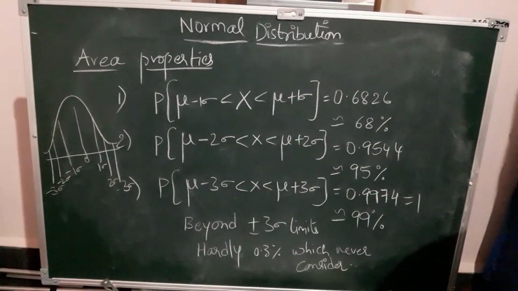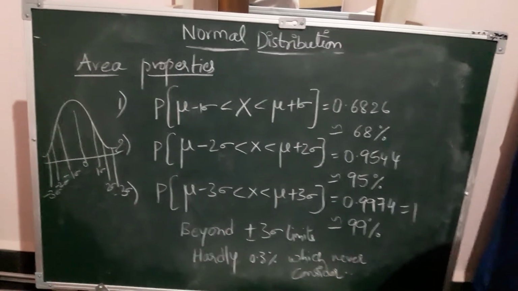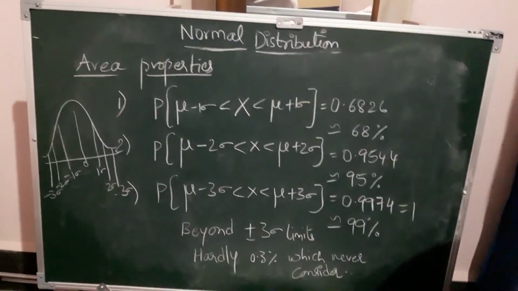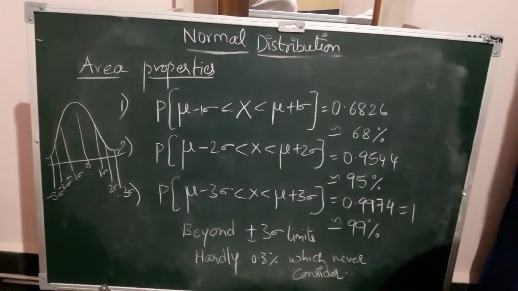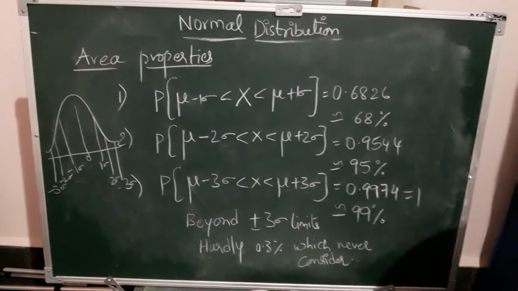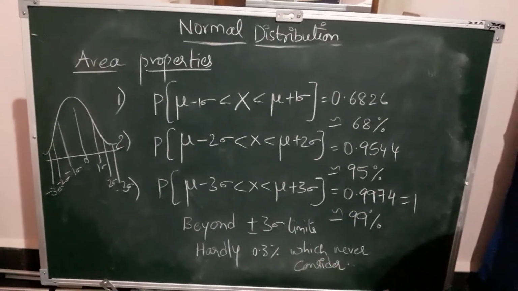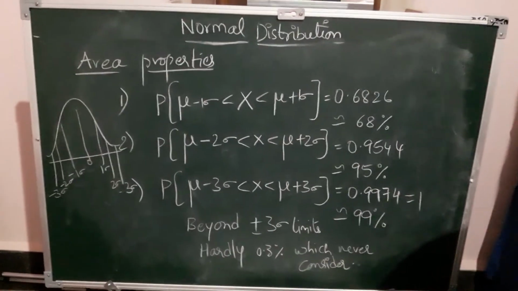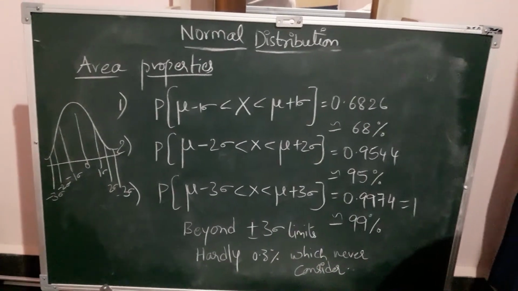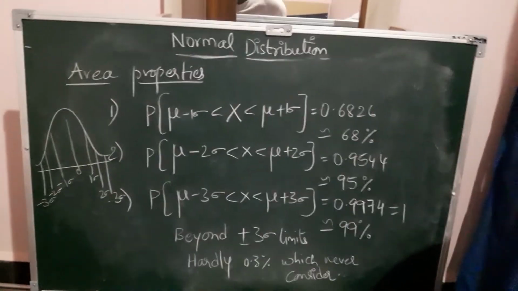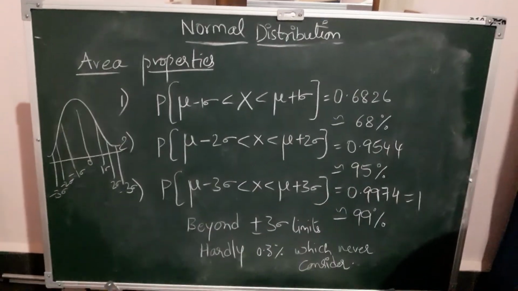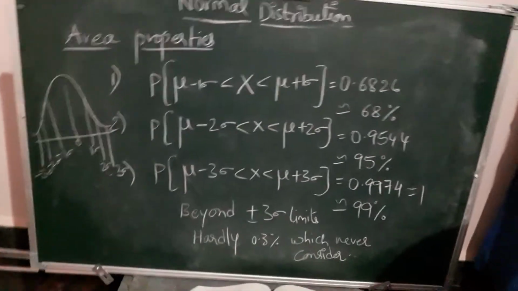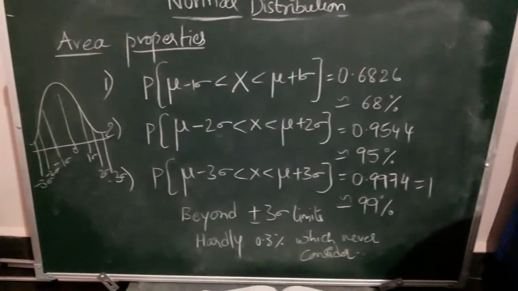Clear? So we can consider it as the total only. 99.7 is nothing but 100%, and 0.9974 is nothing but approximately 1, the total area. That's why the normal curve always lies within plus or minus 3 sigma, which is 99.7%, approximately 100, and we can convert it into a fraction, that is 1. So these are all the properties of normal distribution.